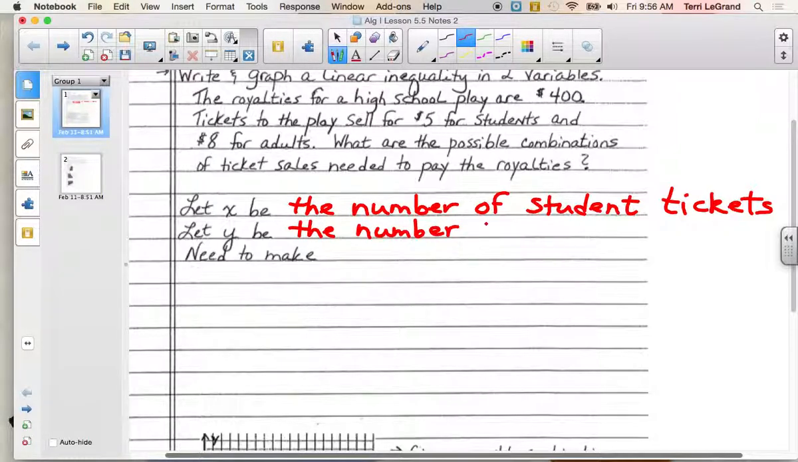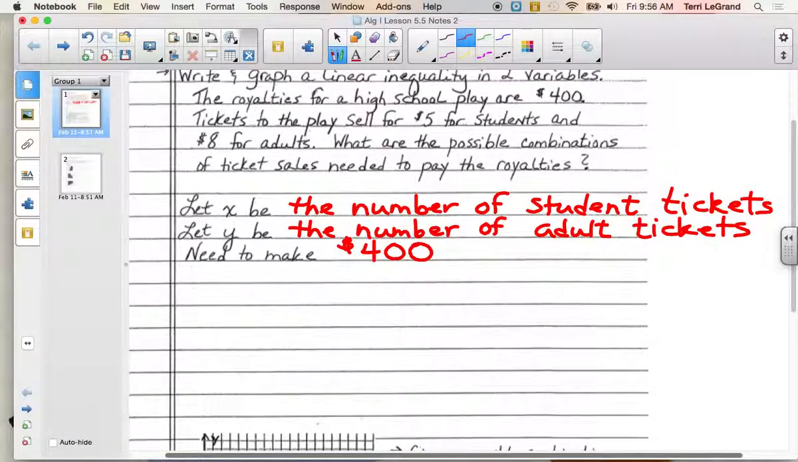So it isn't the price. We already know that. We just don't know how many people need to buy tickets to help us pay these royalty fees. Well, and then the other important piece of information that they gave us is they need to make at least how much money to be able to pay those royalties. $400, okay? So need to make $400.